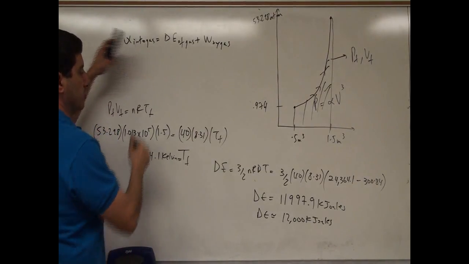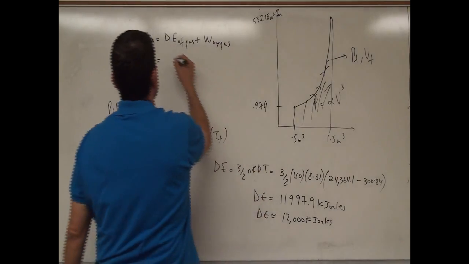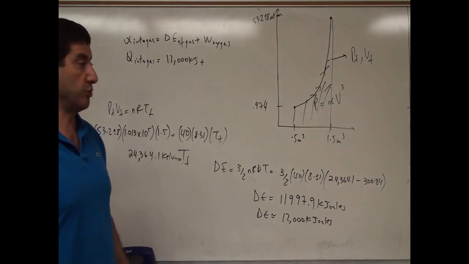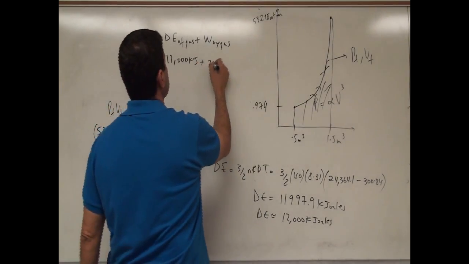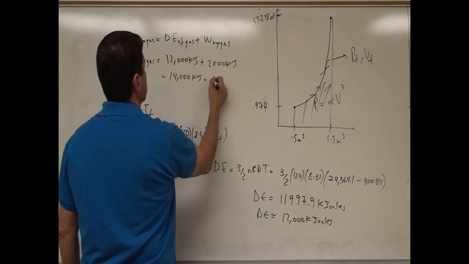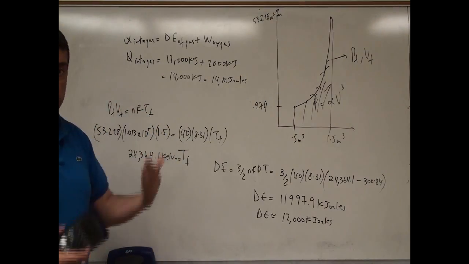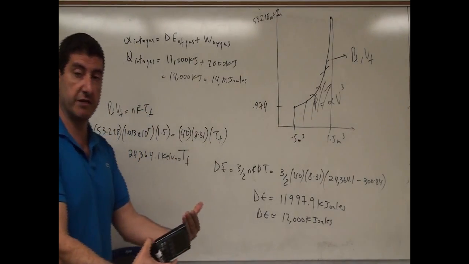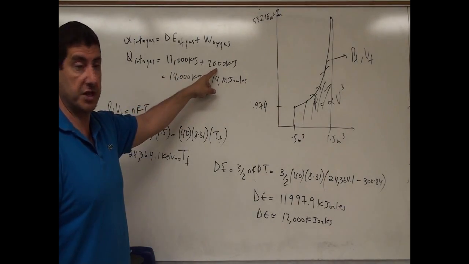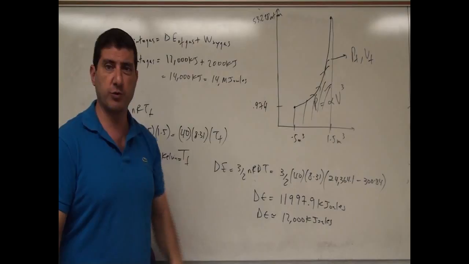right? So the heat into the gas, we don't know. Change in the internal energy of the gas, 12,000 kilojoules, right? And then the work done by the gas, well, we found out that the gas did 2,000 kilojoules of work. So that would be 14,000 kilojoules, or we can even write 14 megajoules. Right? So basically the result of this is that you're putting in 14 megajoules of energy into the gas. That's how much heat you're putting in. The gas is doing 2,000 kilojoules as a result of that. And then the change in internal energy of the gas is 12,000 kilojoules. So the temperature is shooting way high, right?